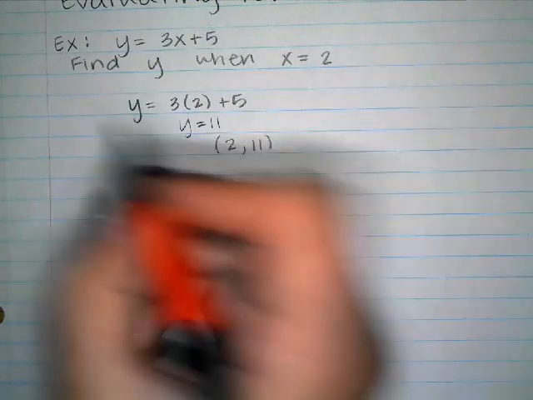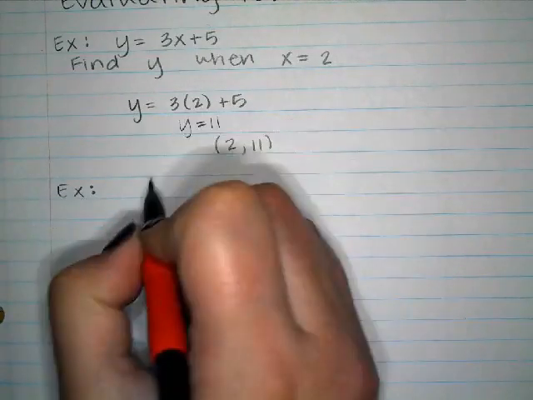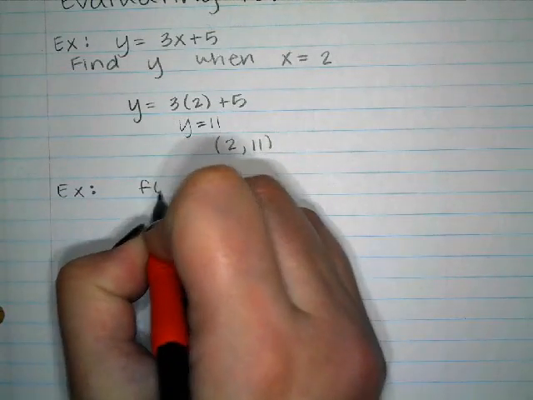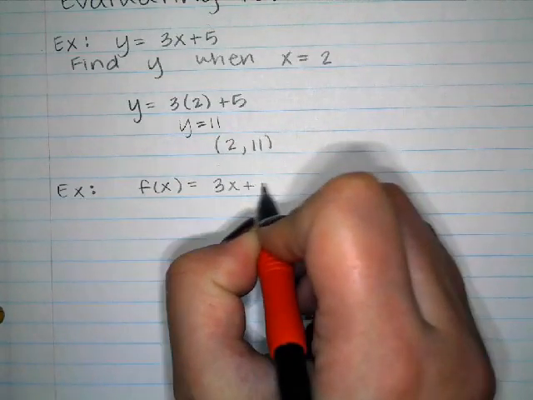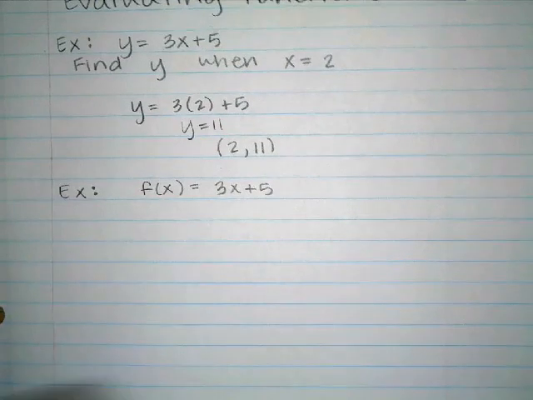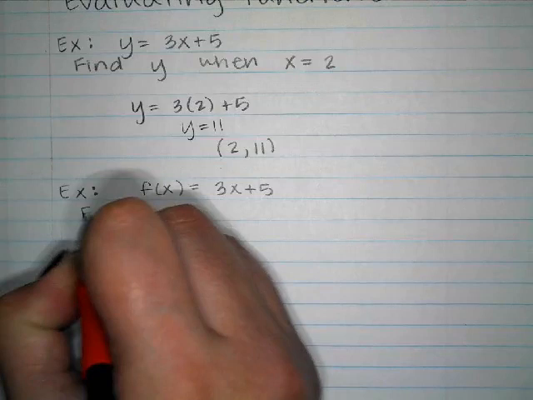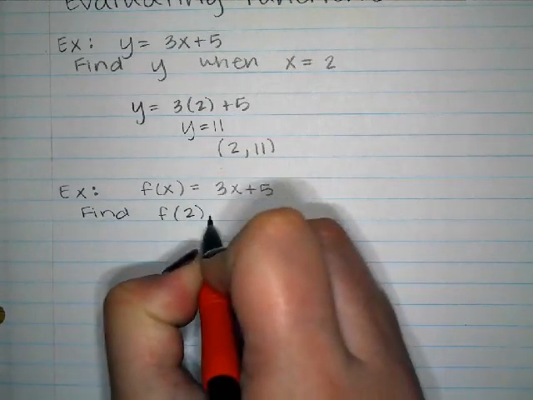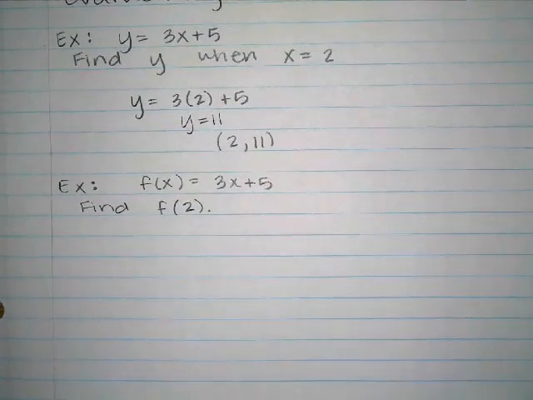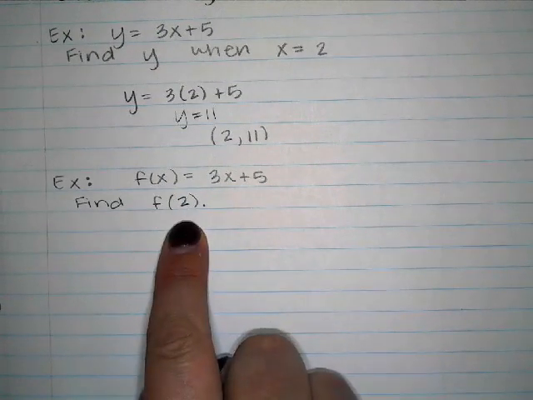Okay. So the Math 3 version of this says we're no longer going to have y equals equations. We're now going to do problems with f of x equations. So here's the Math 3 version. They would say f of x equals 3x plus 5. And instead of saying find y when x equals 2, they would just say find f of 2.